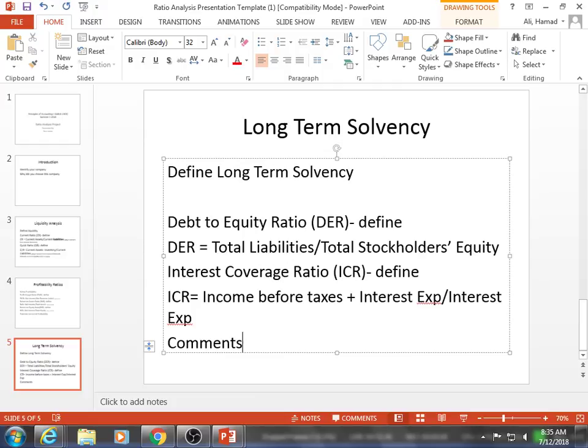Comment on the business's ability to survive. First of all, what does the interest coverage ratio mean? It means your ability to pay the interest on your debt. It measures the degree of protection creditors have from default on interest payments. In simple words, can you pay the interest on your loans? Sometimes with bonds or mortgages, the interest on your mortgage can reach $4,000 or $5,000 on your home a year.